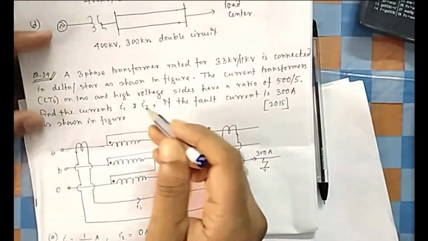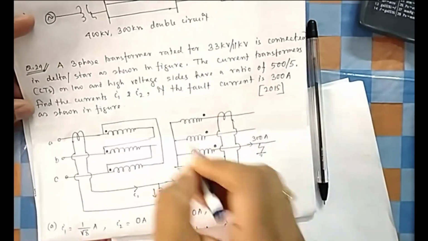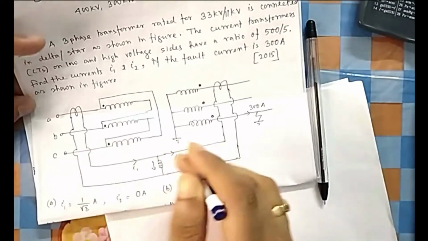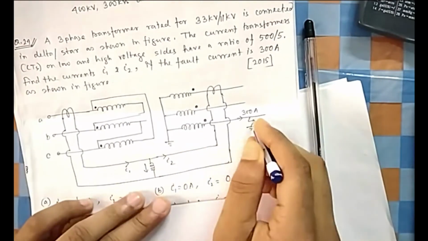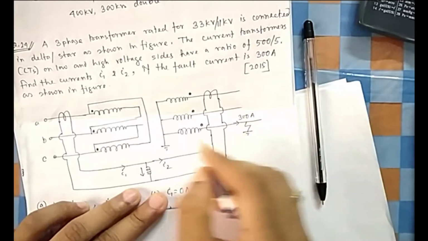Let me first mark, and the CT ratio is 500/5. Let me mark how the currents will flow in case of fault. No load is connected, so current is flowing through here.